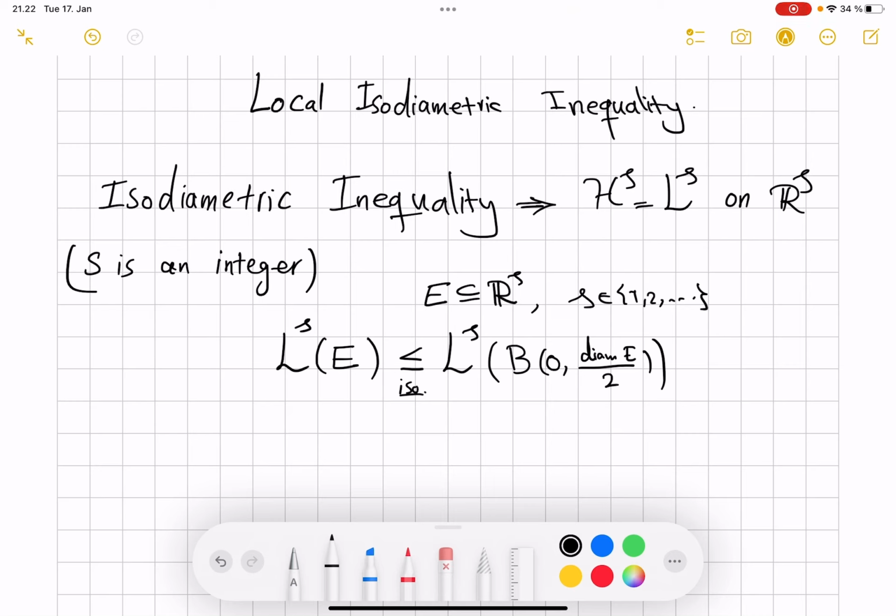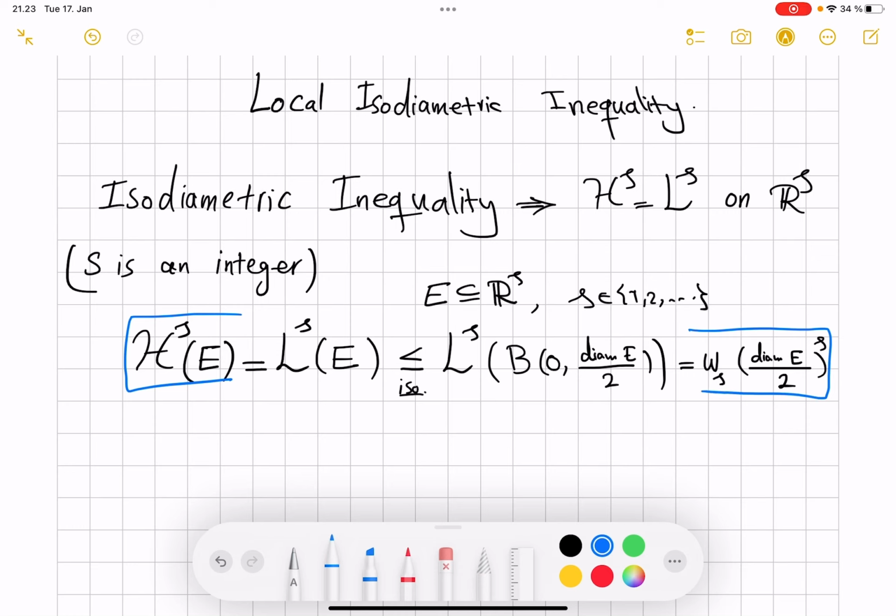Ultimately we know the measure of a ball is just the measure of the unit ball times the radius to the power s. So from this you will get that this is less than the diameter of B, which is the same as the diameter of E over 2, to the power s. But also we know that this is going to be equal to the H^s measure of E ultimately. Therefore, you have this kind of simple bound on the H^s measure of any set.